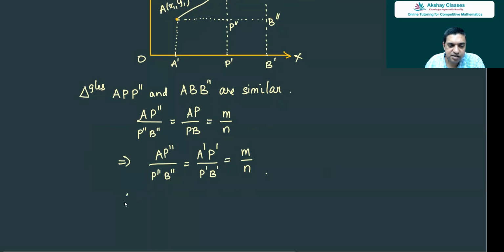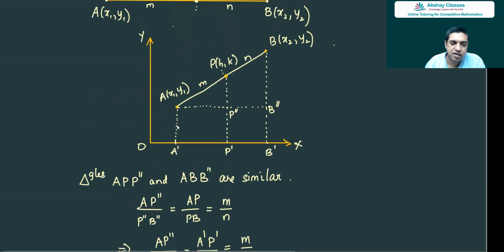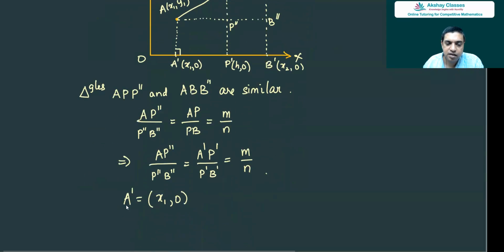So now A dash is equal to x1 comma 0. See this? This x coordinate of A dash will be same as the x coordinate of A. Why? Because they are perpendicular. This line perpendicular to the x-axis, parallel to the y-axis. So the coordinates of A dash and A, the x coordinate will be the same. So we get this as x1 comma 0. This one is x2 comma 0, B dash, and this is h comma 0. So A dash is this, then P dash is h comma 0, and B dash is x2 comma 0.